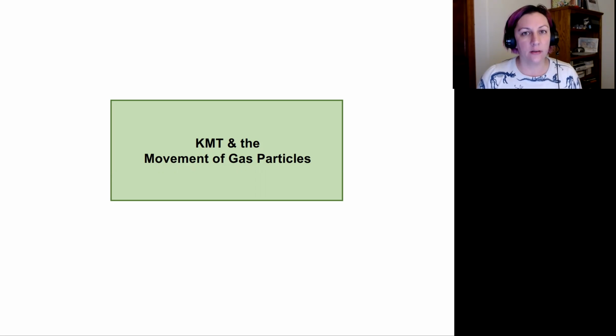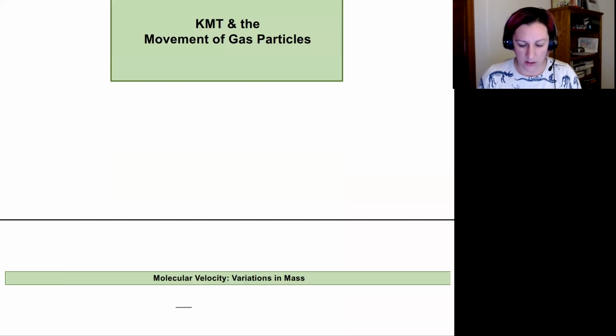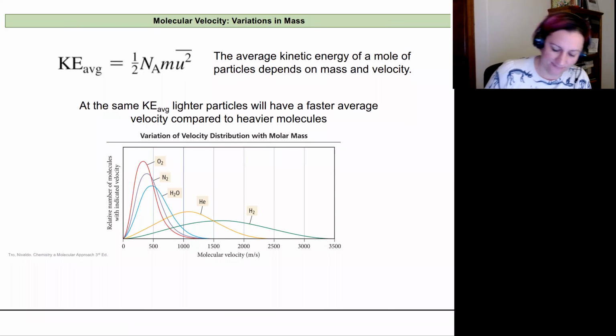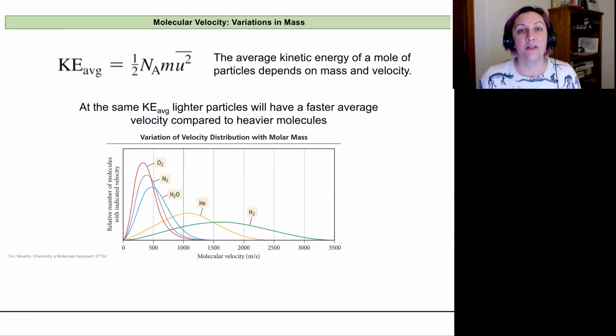In this video, we're going to look at the movement of gas particles, and we're really going to rely on kinetic molecular theory to inform the way we think about these particles moving around. So let's start with molecular velocity and mass. We said that the average kinetic energy of our particles would be proportional to temperature, so we're going to look a little bit more at this average kinetic energy idea.